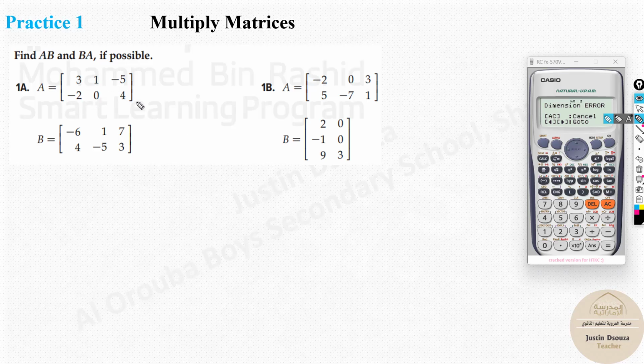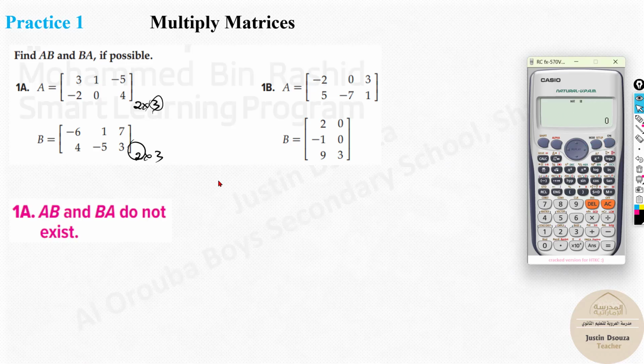We'll do again the next one. See, here it is 2 cross 3. And over here, how much is it? 2 cross 3. Doesn't matter what, these two won't be the same. Even if I write this first over here, it'll be 2 cross 3, 2 cross 3. It'll never be the same. Even BA or AB does not exist because it's a dimensional error. You can't multiply them. I hope this is clear. You can see that does not exist. Now, what about this one?